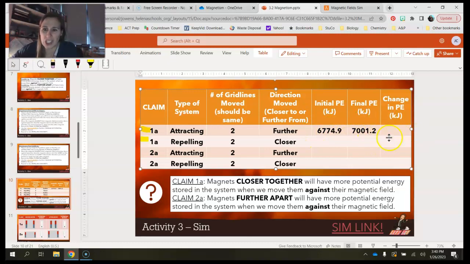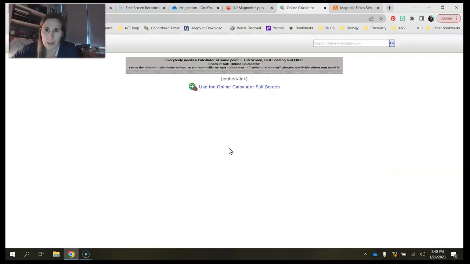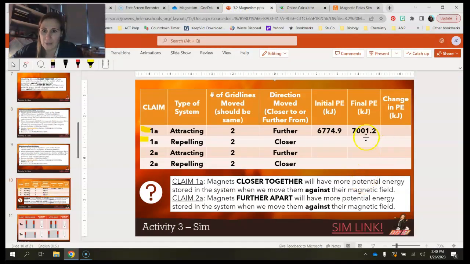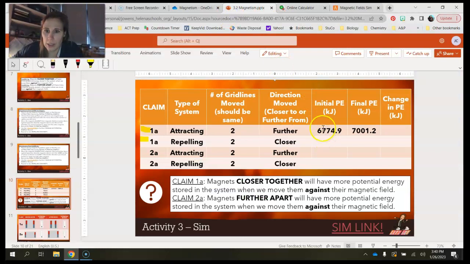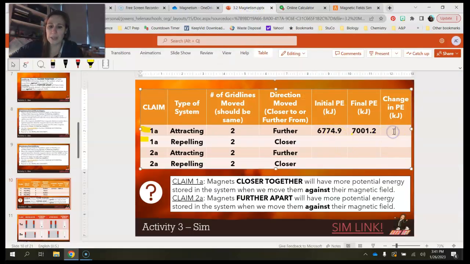We want to see how much it went up by. So we're going to go ahead and use the calculator. If I look at my directions, here's a link to a calculator right here. I'm going to use my calculator to calculate that difference. So I'm going to take 7001.2, and I'm going to subtract my initial 6,774.9, and I'm going to find out my difference, 226.3. Because this was an increase, I'm going to do that as a positive, so positive 226.3.